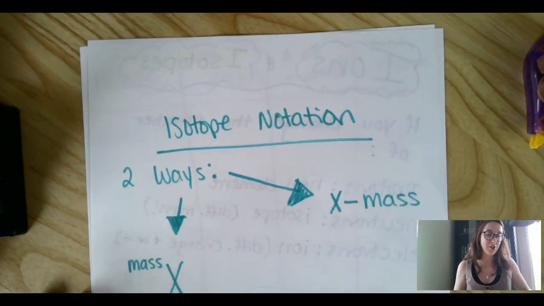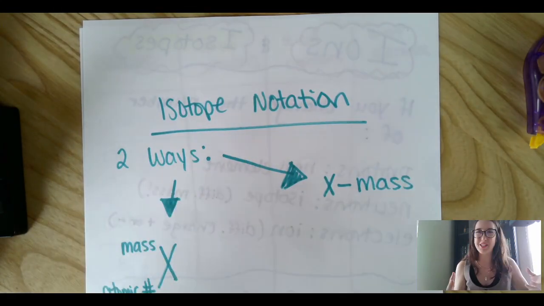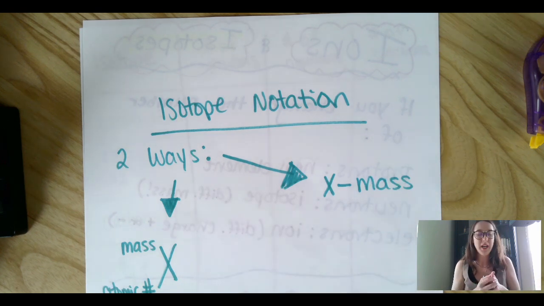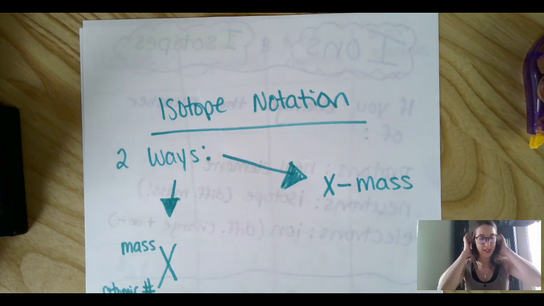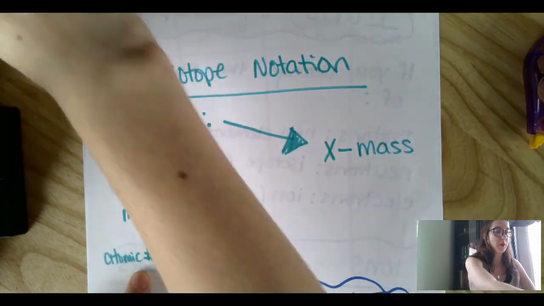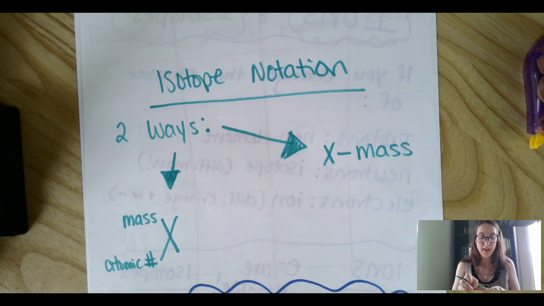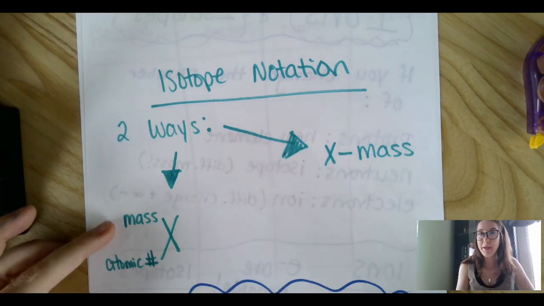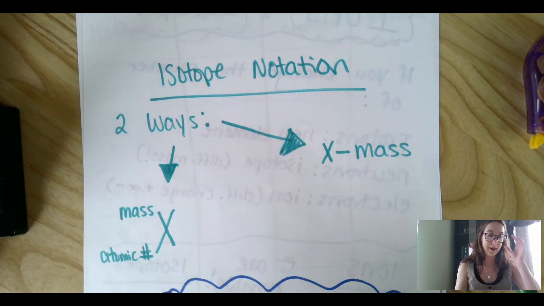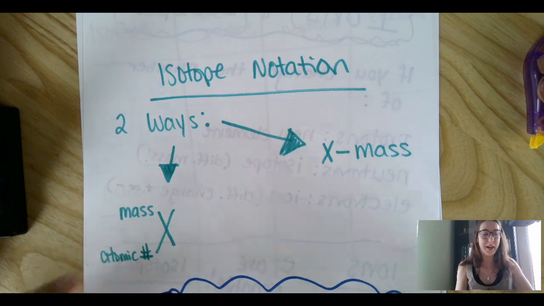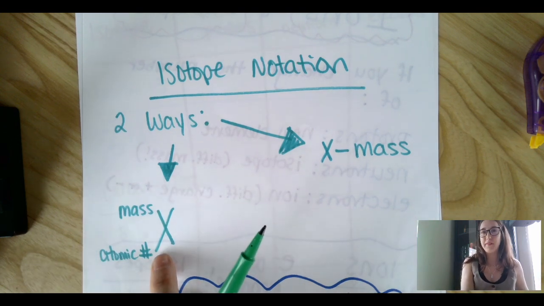So let's go over isotope notation. We've got two ways that an isotope could be thrown at you or written in the textbook, on homework, papers or tests. The first one is an X, whatever element you're working with, where the mass goes on top and the atomic number goes on the bottom. This is very important to keep in mind because this is opposite of the periodic table.